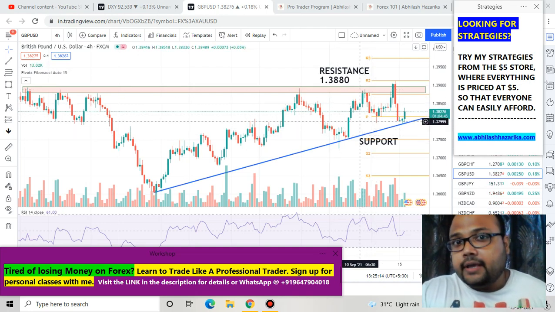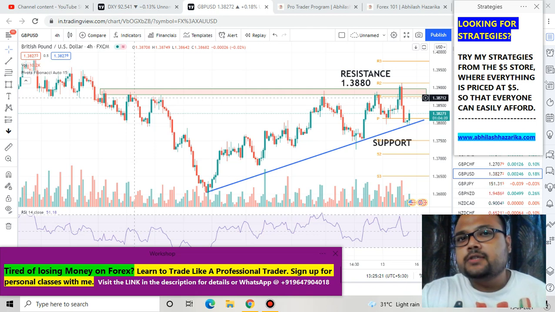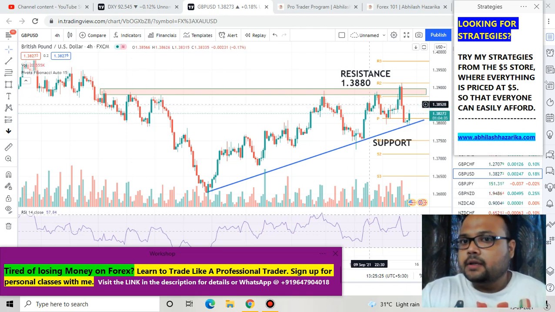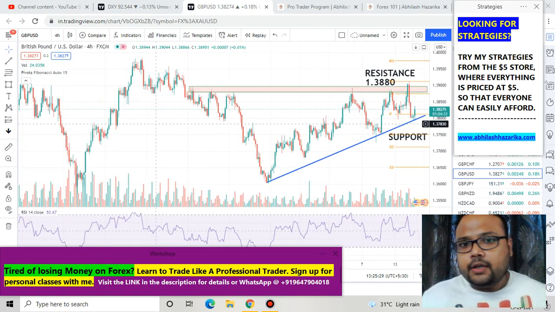So we have a resistance and we have a support, and in comparison to the resistance, the support is weaker. Whenever price was trying to go up, it was facing selling pressure from above. So in comparison, the resistance is stronger. Clear? Okay.